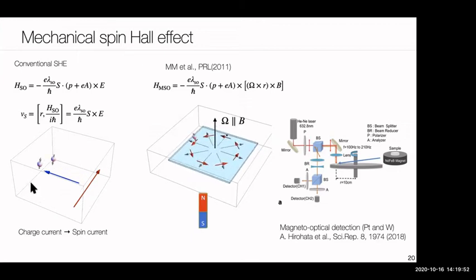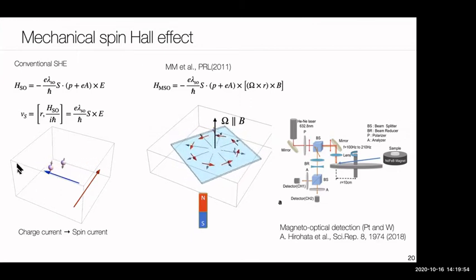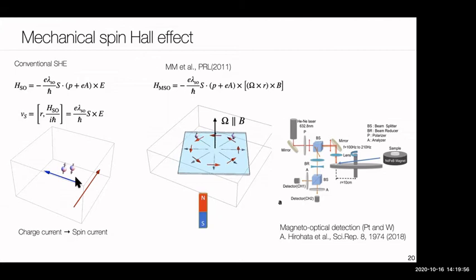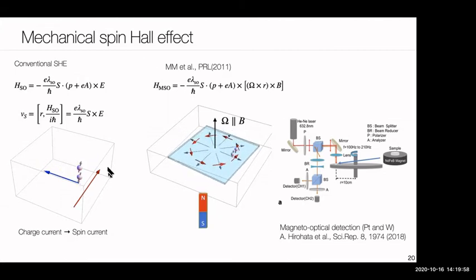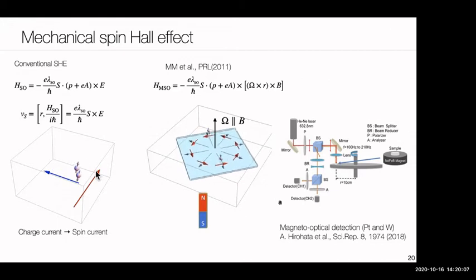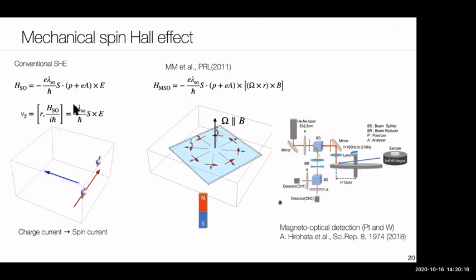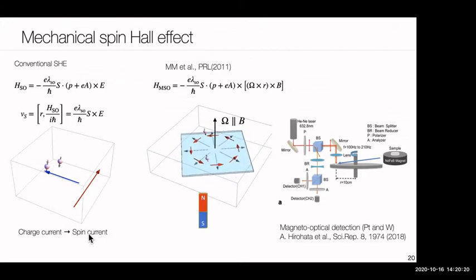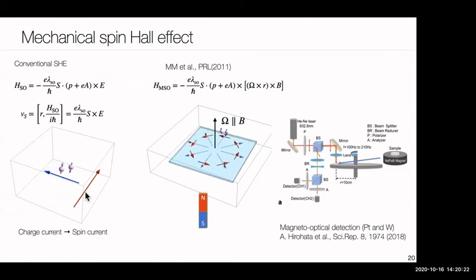Which means the longitudinal charge current is converted into the transverse spin current. This is the spin Hall effect. Also, we have the reciprocal process of the spin Hall effect, the so-called inverse spin Hall effect. And the inverse spin Hall effect is utilized for the detection of the spin current by the electric voltage.